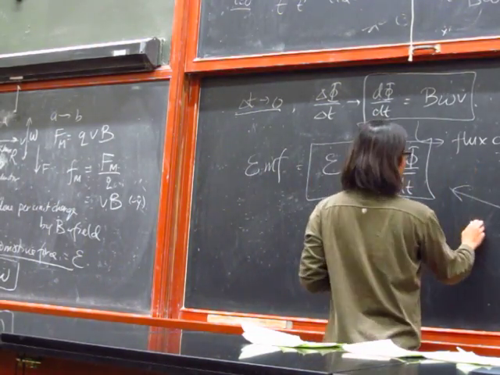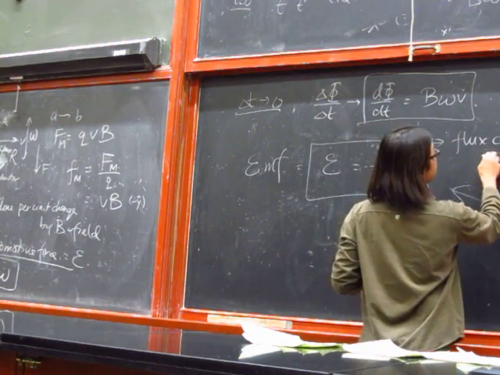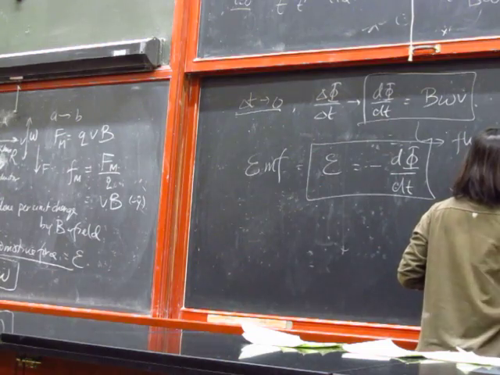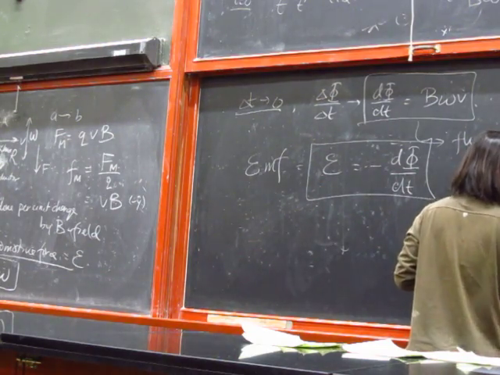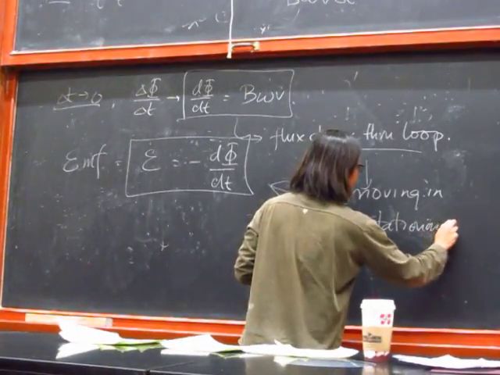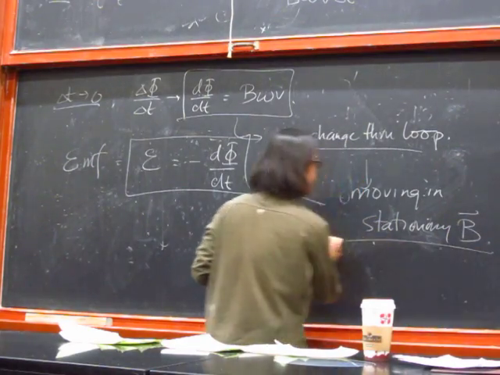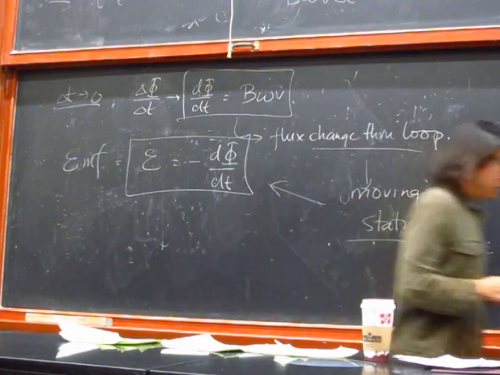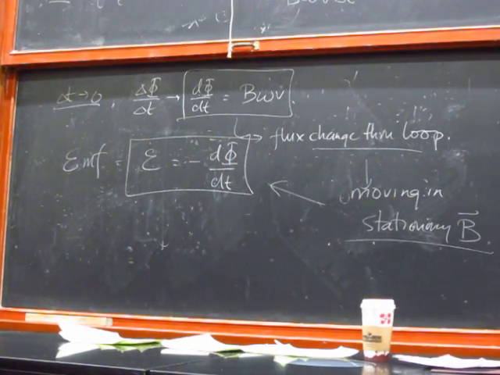And this is for a loop moving in a stationary field. Okay? You can generalize that statement, it turns out, and I will go through that. You should just follow the discussion itself, right?